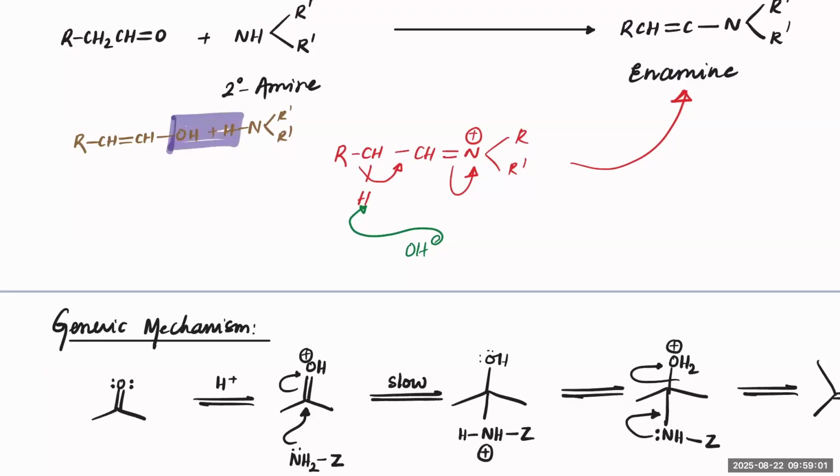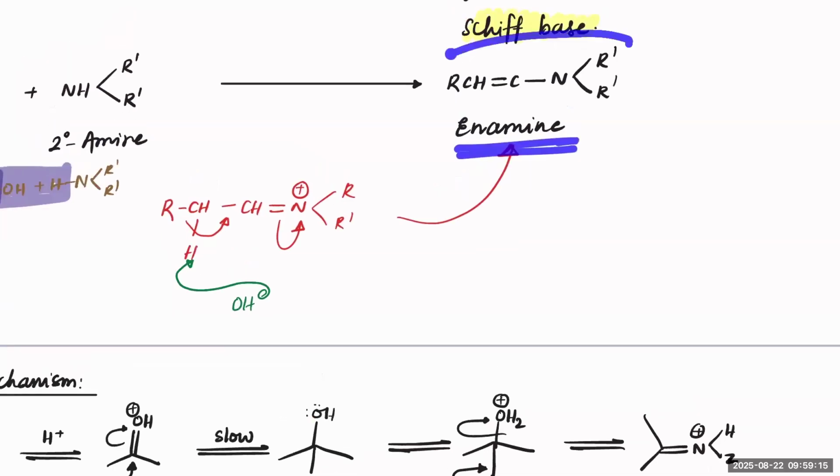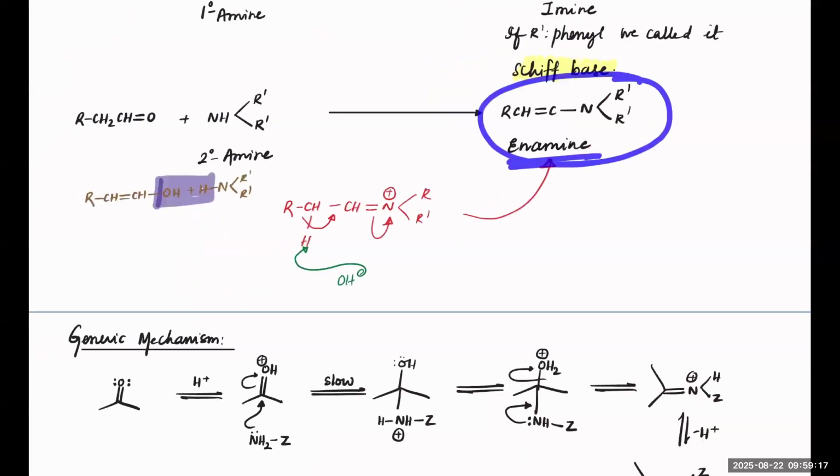So as you remove the water in this particular way, what do we get? We will get an amine with an ene. So that's why it is called enamine. The product is called enamine. So if you take a secondary amine, the product you will get is enamine.